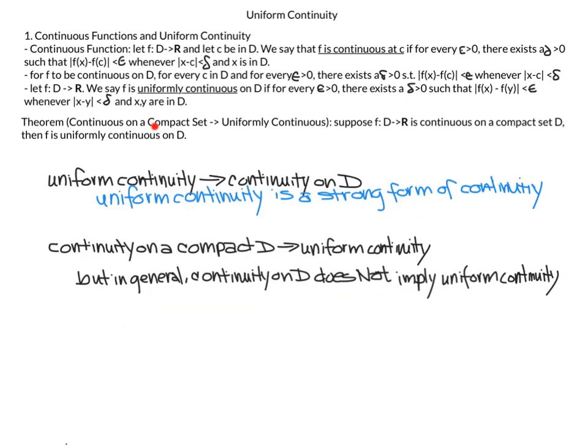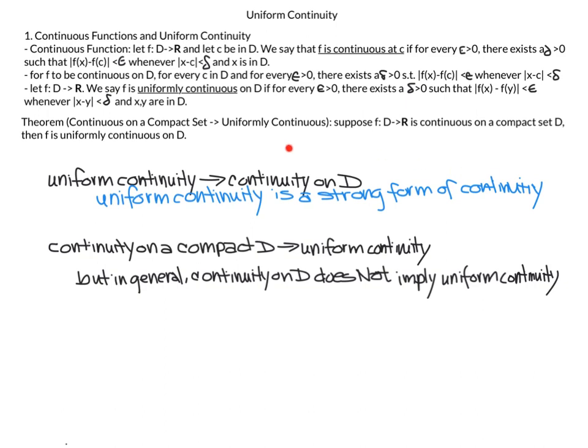So with this theorem, we can summarize everything else like this. Uniform continuity implies continuity on D. Continuity on a compact D implies uniform continuity. But in general, continuity on D does not imply uniform continuity.